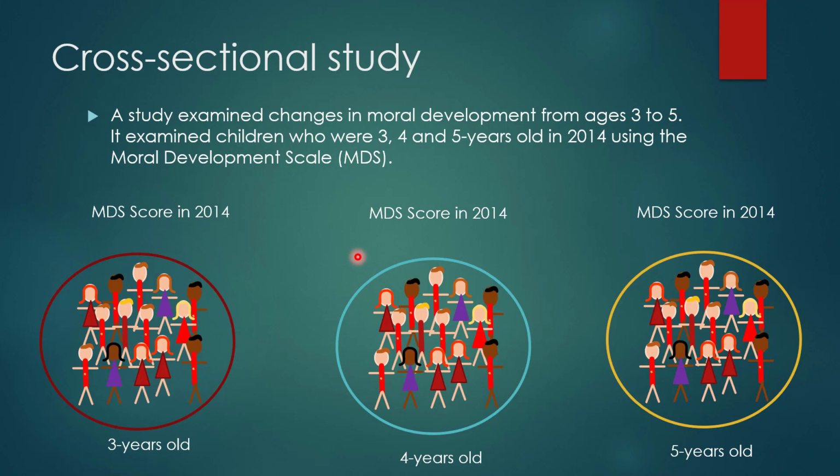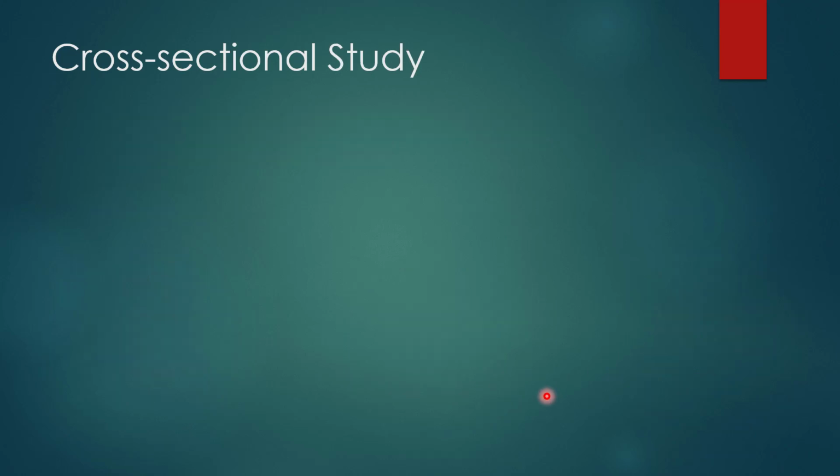Here's another example. This study examined changes in moral development from ages 3 to 5. So it didn't follow 3-year-olds for 3 years. Instead, in 2014, it looked at their moral development scale scores, looking at 3-year-olds, 4-year-olds, and 5-year-olds all at the same time, one snapshot in time. So how many cohorts do you see here? Yes, 3.